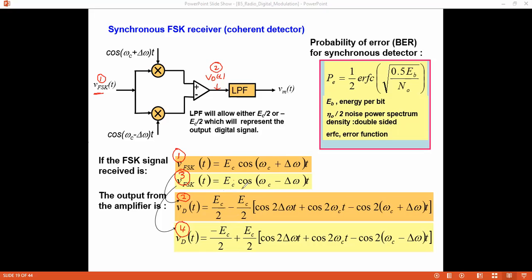Okay, and this is the probability of error for synchronous FSK. It is half error function square root of 0.5 EB over N naught. Okay, so let's try one input, which is the positive input.